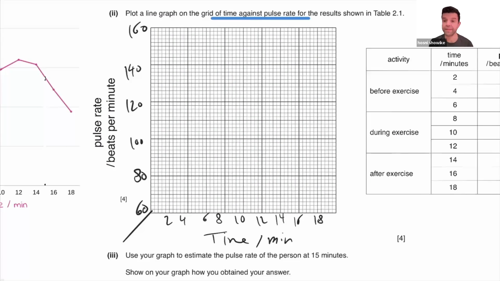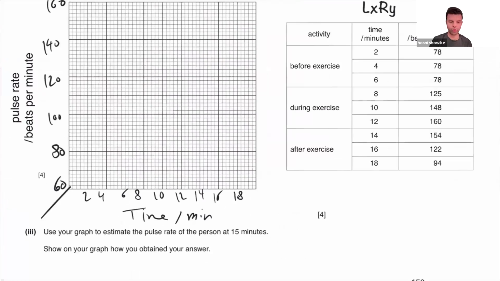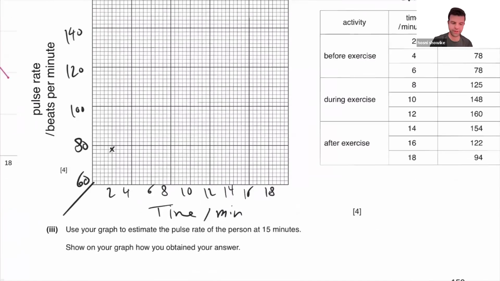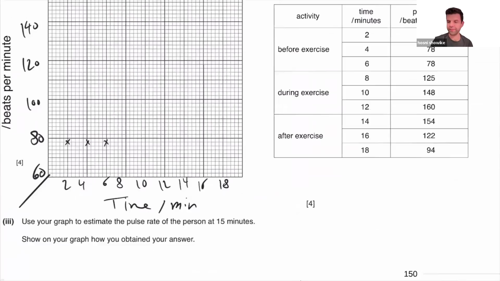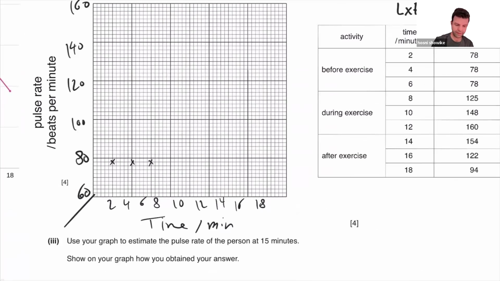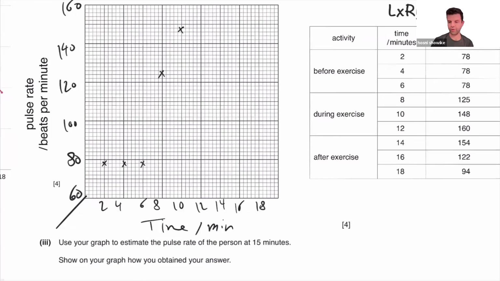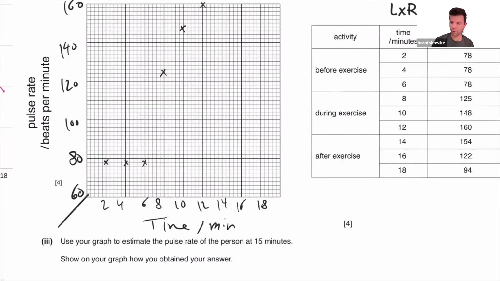Okay. Next, I'll plot. I have 2 with 78. I'm going to do it quickly, roughly here. 4 with 78 as well. And 6, 78. And 8 with 125. I think I shifted that thing here. 8 with 125, which is here. And 10 with 148, which is here. And 12, 160. 14, 154. That's here. And 122. And last one is 94, which is right here.